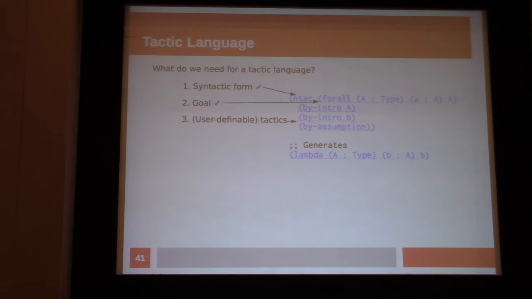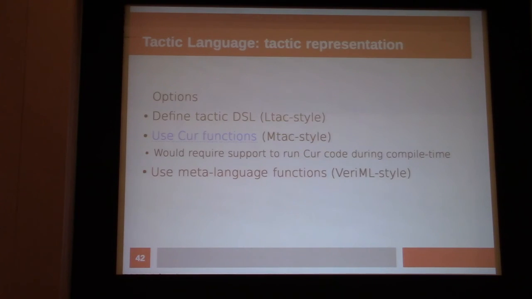Now we need some way of actually representing tactics. And so there are a couple of options here. We can do something like define a new tactic DSL, Ltac style. We could go Mtac style and try to use Cur functions themselves as tactics. Or we could do something in the LCF, HOL, or Standard ML style and use meta-language functions to represent tactics. But the best part of this whole design is that we don't really have to choose, right? Remember that we're in user-land code.